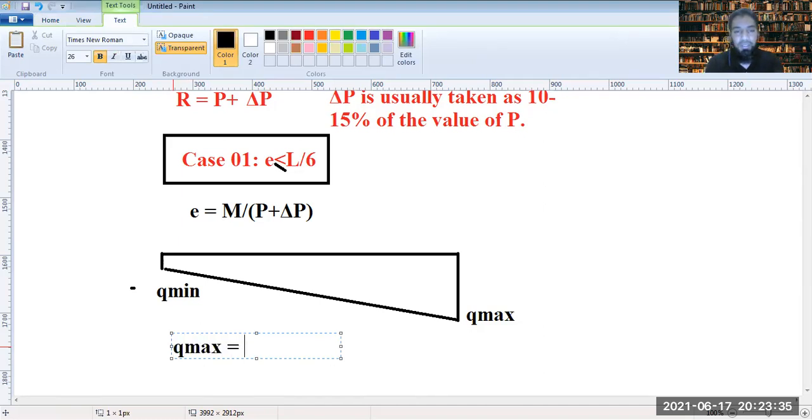Let's determine the value of Q maximum here. How would we determine the value of Q maximum? That would be based on P plus delta P.